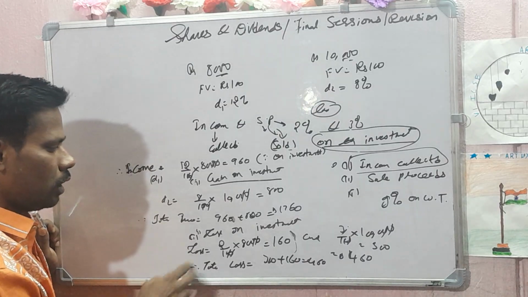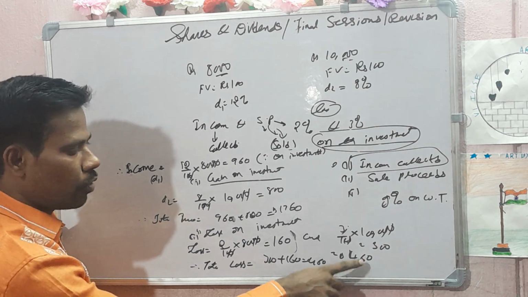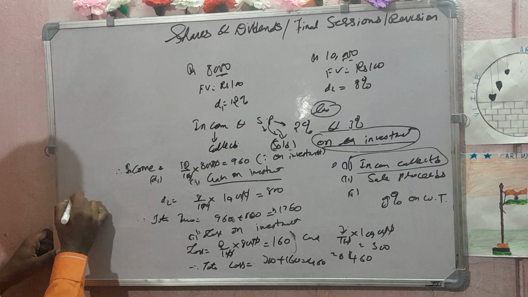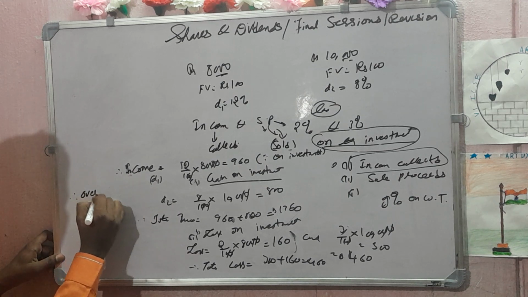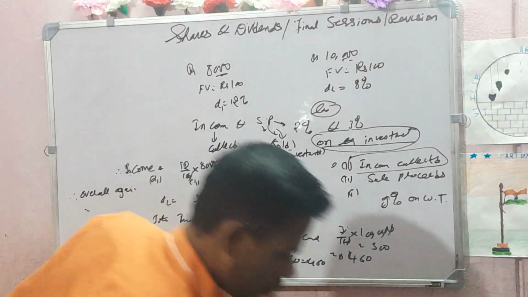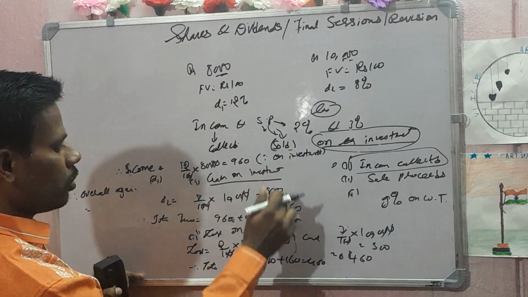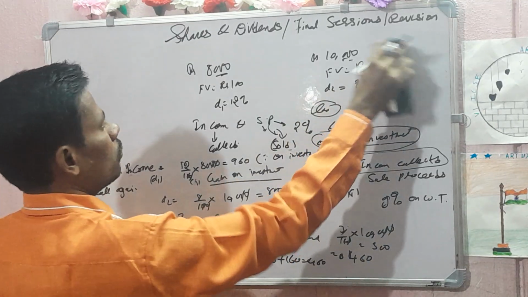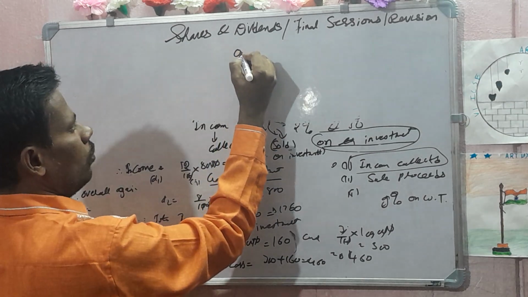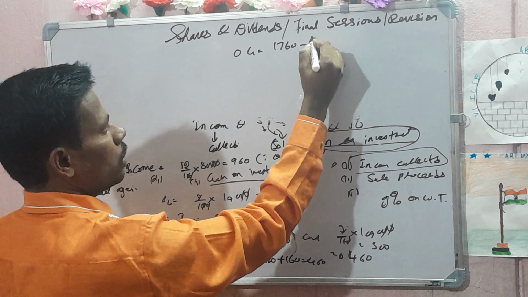What is the overall gain? 1760 is a gain and loss is 460. That means there is overall gain, no? Therefore, what is the overall gain? Overall gain is total 1760 minus 460.